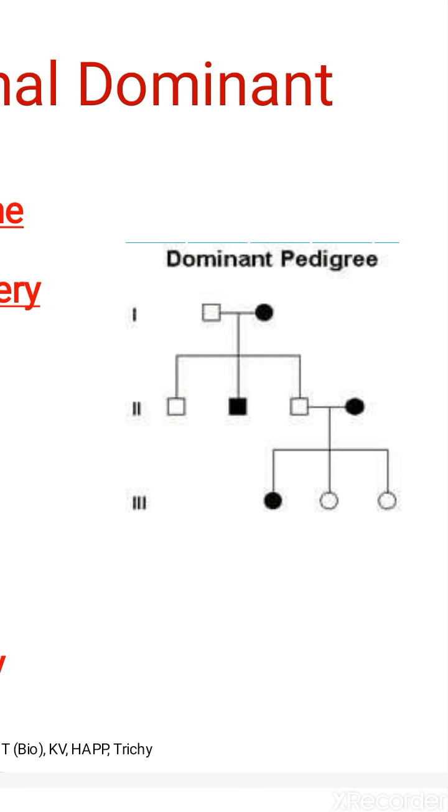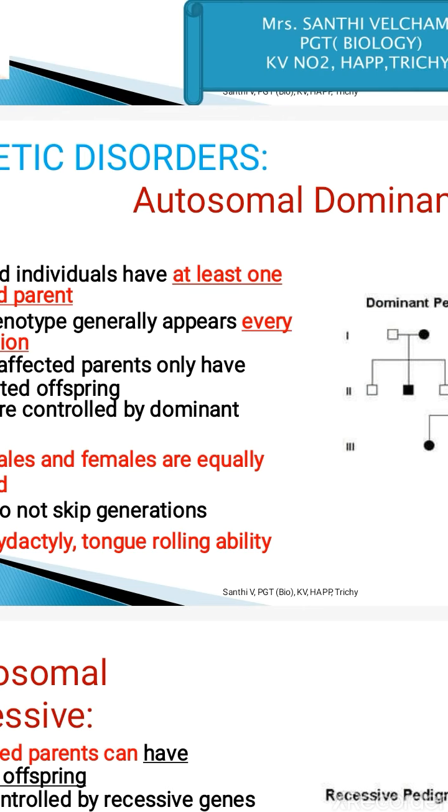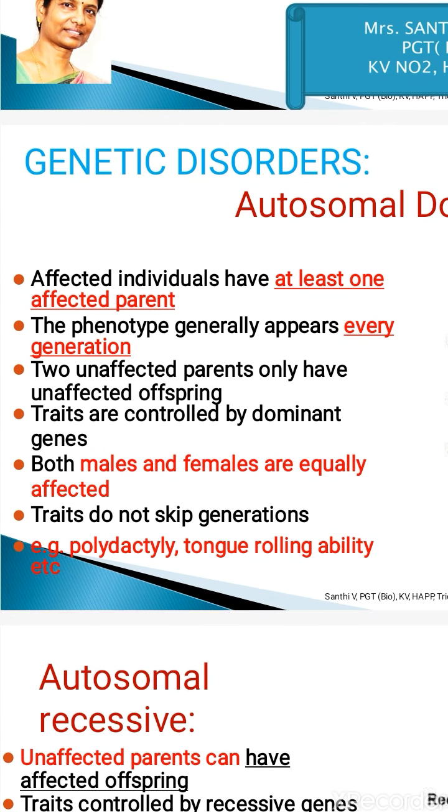By seeing that, we can find whether the trait being observed, whether it is shown in the parent, offspring or grandchildren, is homozygous dominant or heterozygous. From that we can find out very easily. Now let us study what is given here.